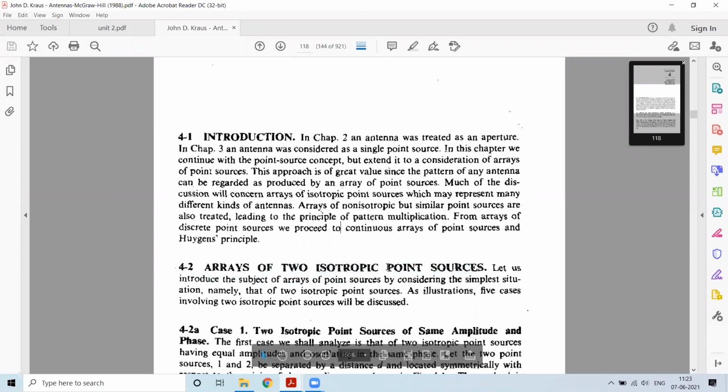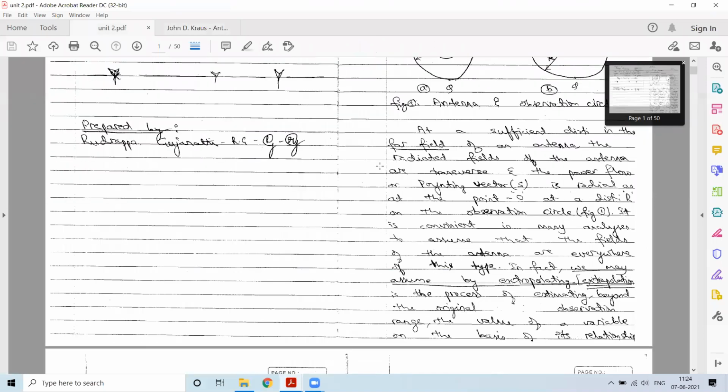In the previous session, we discussed what point sources are, and how with the help of this we identify the directivity and other aspects. Now in these cases, what we'll be doing is we'll try to identify the pattern, how the pattern will appear when I consider two point sources. So it is the array of 2 point sources condition. Let us have a look at these things now.